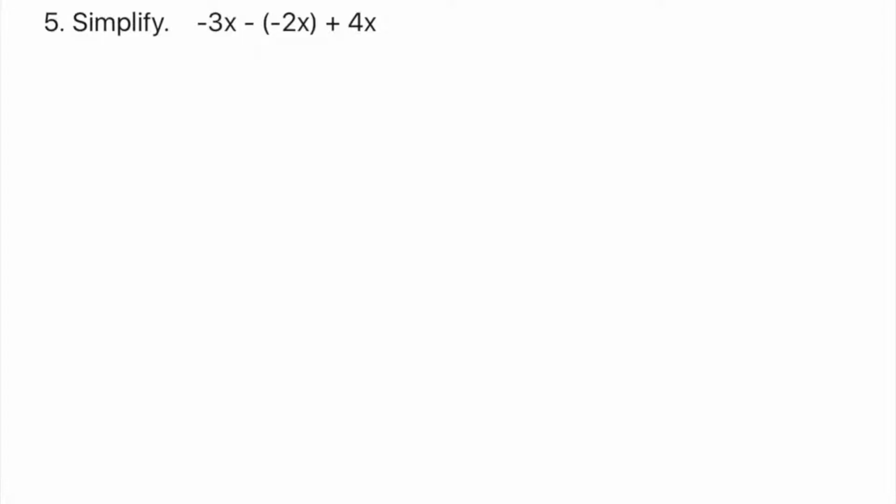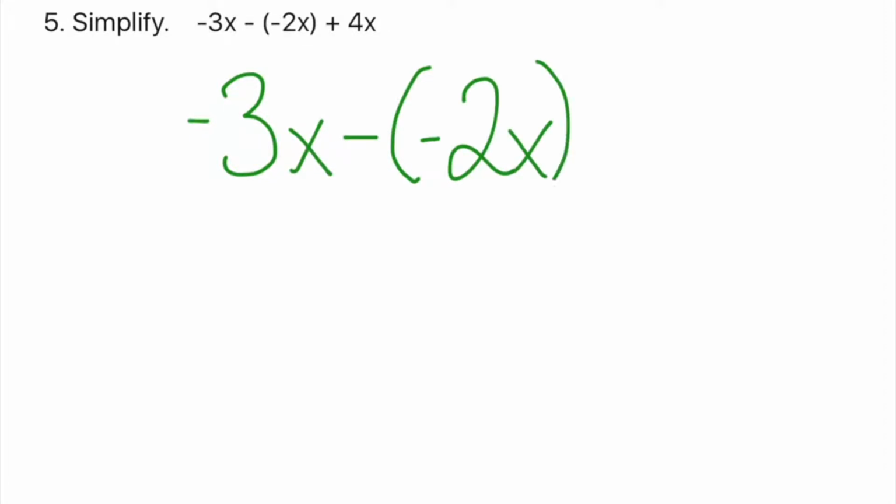Okay, this one they want us to simplify. I'm going to rewrite this a little bit bigger. So we have negative 3x minus negative 2x plus 4x. I already see a subtraction sign right here. So I'm going to go and add a line, change the sign.